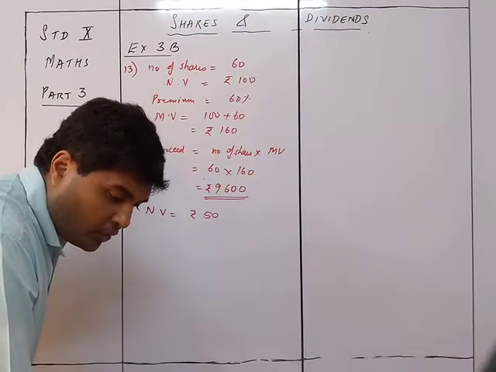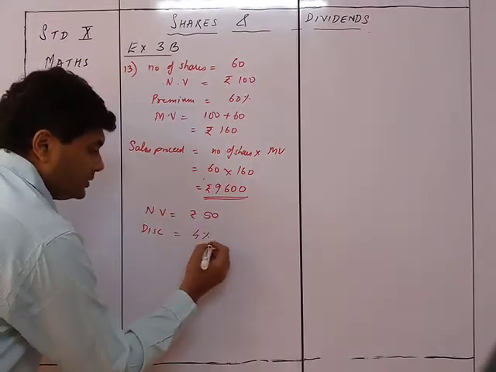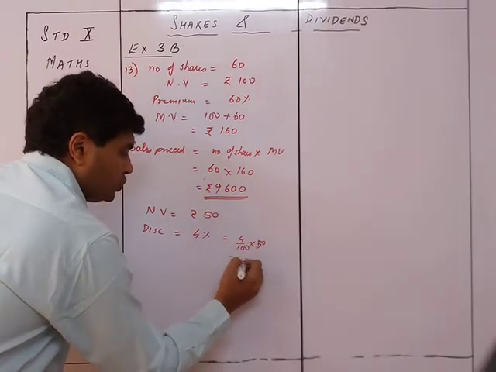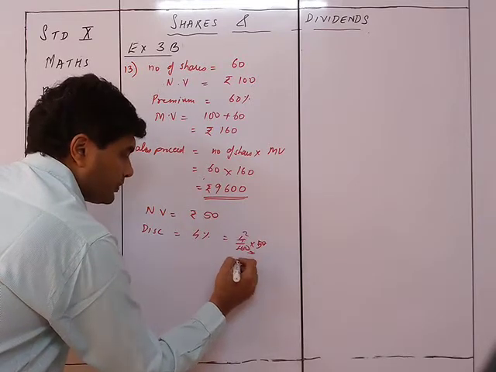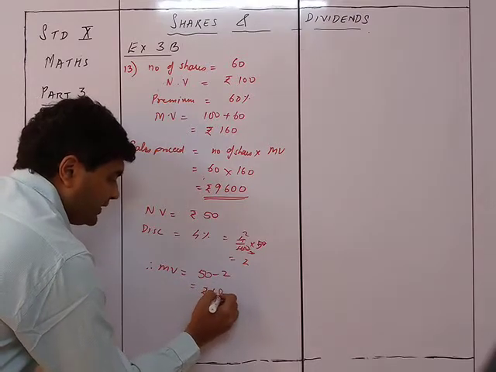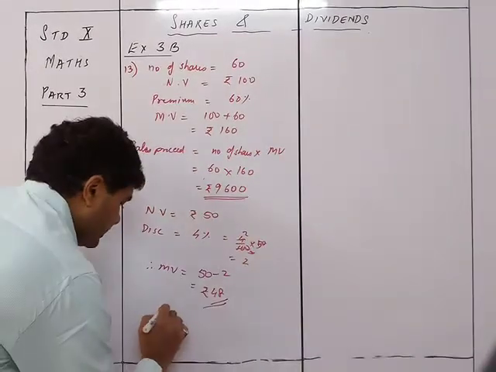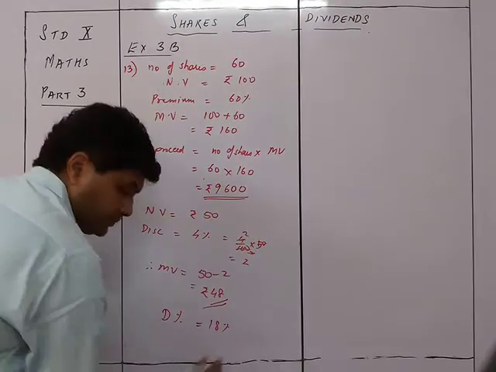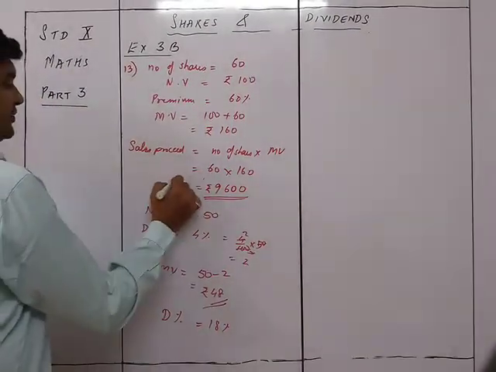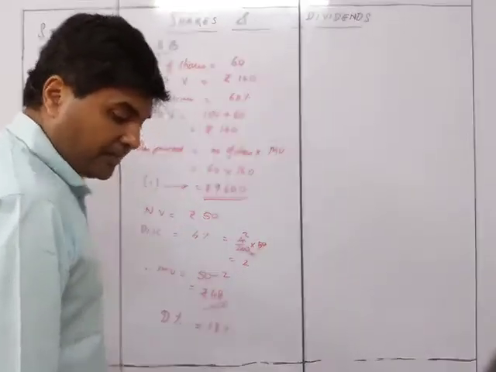And quoted at 4% discount. So discount is equal to 4 upon 100 into 50, is equal to 2 rupees. Therefore MV is equal to 50 minus 2, is rupees 48. Paying a dividend of 18%. So dividend percent is 18%. Calculate the sales proceeds. So we already found out the sales proceeds. So this is the first answer. Sales proceeds 9,600.